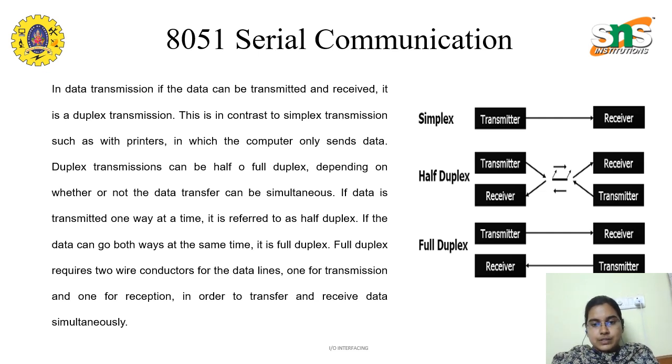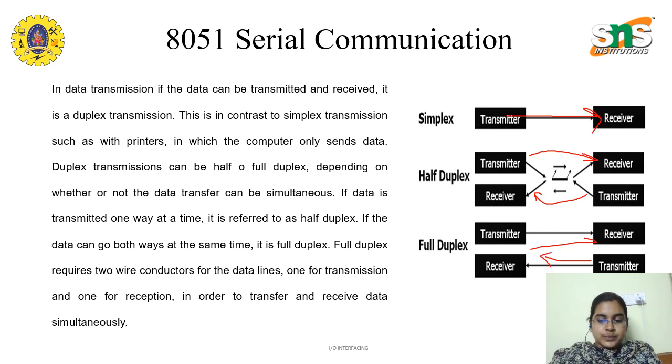In order to transfer and receive the data simultaneously, for a simple purpose, it is a simple transmission from transmitter to receiver. If I have to transmit data and receive data but not at a time, it is half duplex. If I have to transmit and receive the data at a time, simultaneously, it is full duplex.